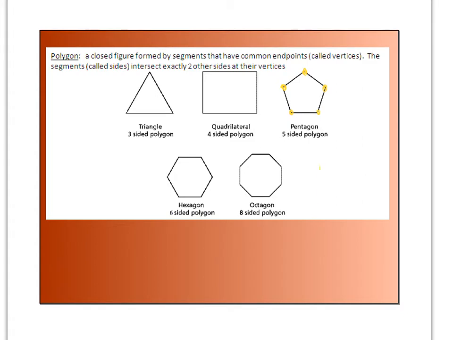The segments are sides, and they intersect each side at two vertices. Like, for instance, this is not a polygon because of this. They don't exactly meet at the endpoints. This is not a polygon because it's not a closed figure. This is not a polygon because a circle is not made out of segments. So keep that in mind. Polygons have to be closed figures and they have to be made out of segments. And so all of these figures like triangle, quadrilateral, pentagon, hexagon, octagon, those are polygons.